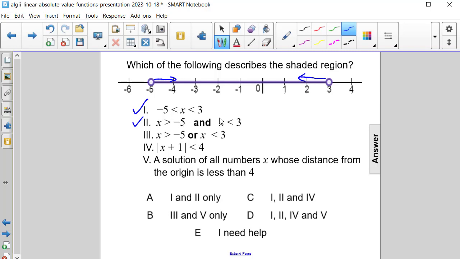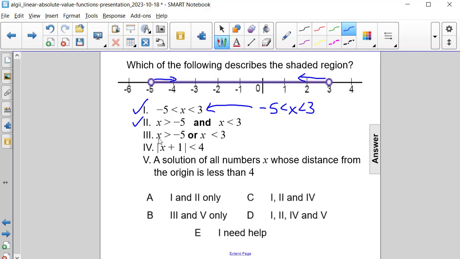inequality, and instead of having it as x is greater than -5, you can rewrite it as -5 is less than x, and x is less than 3. So then you put that at the end of it to create this compound inequality.